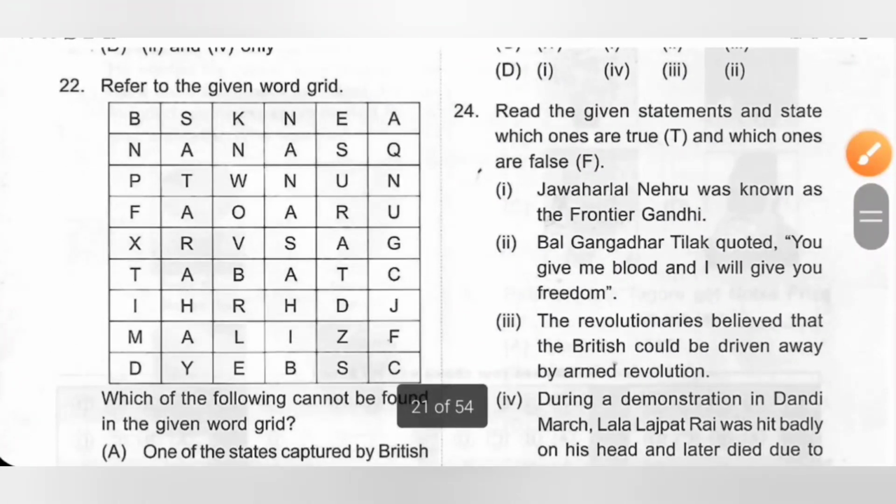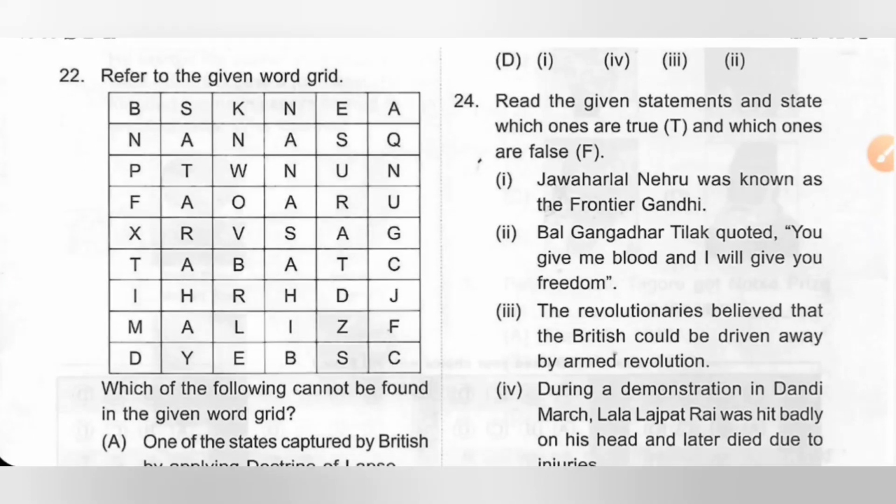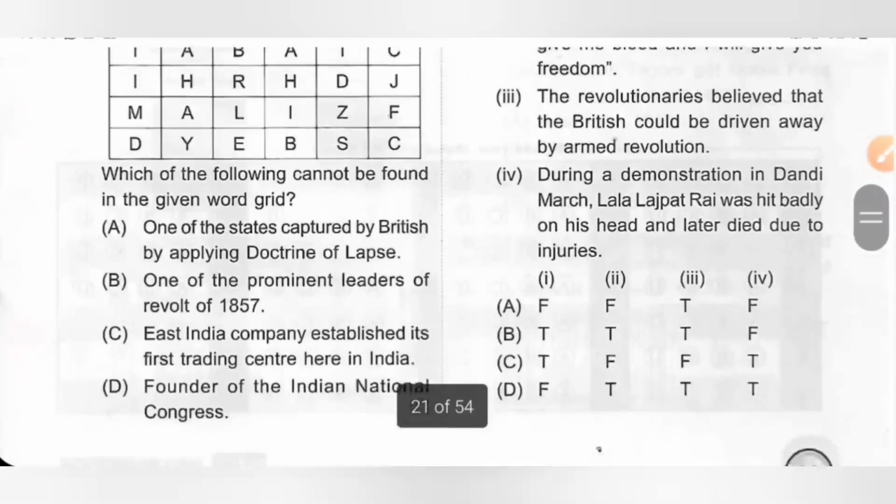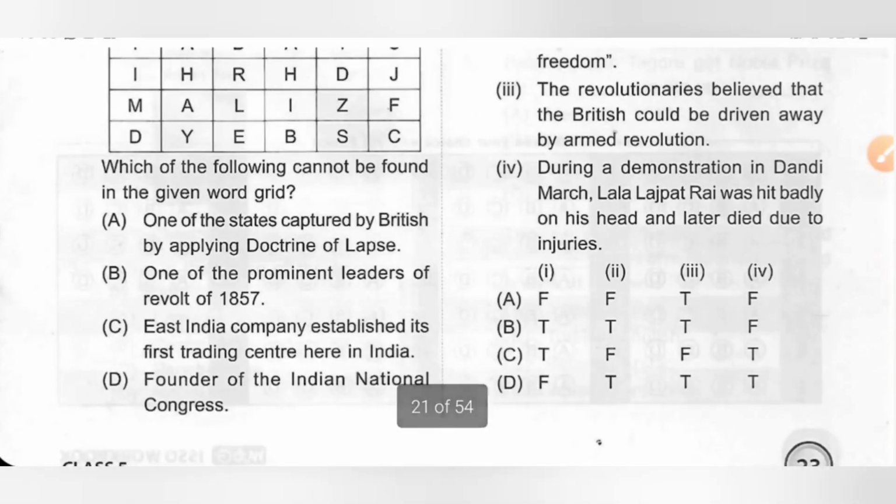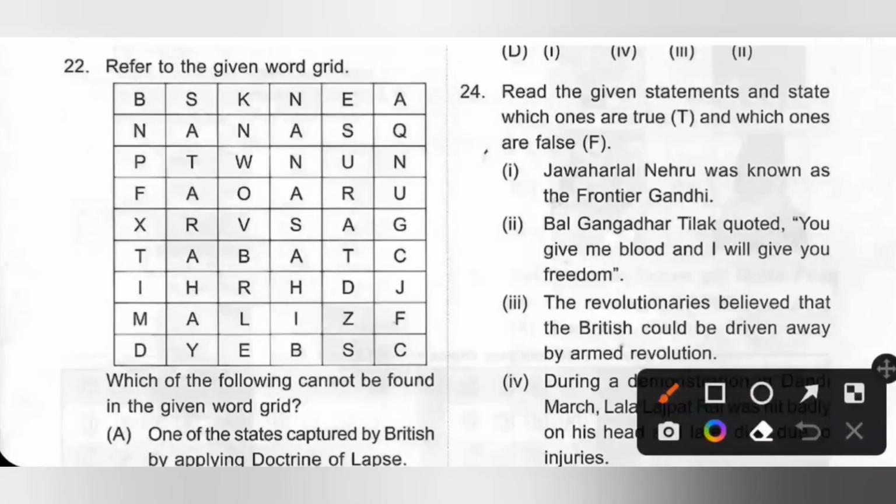22. Refer to the given word grid. Which of the following cannot be found in the given word grid? A, one of the states captured by British by applying doctrine of lapse. B, one of the prominent leaders of the revolt of 1857. C, East India Company established its first trading center here in India. D, founder of Indian National Congress. So my dear kid, please pause the video and try to find the answers in the given word grid.